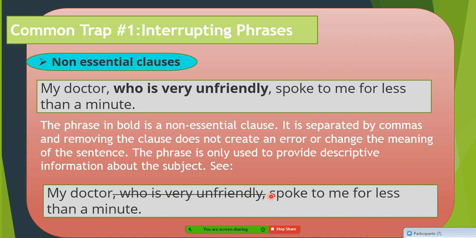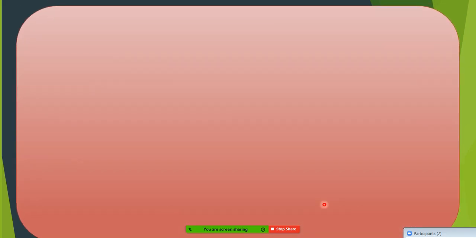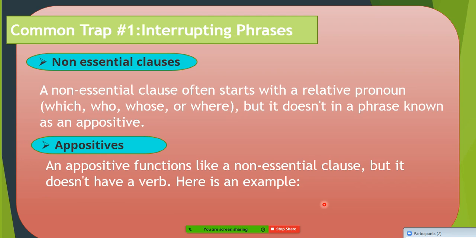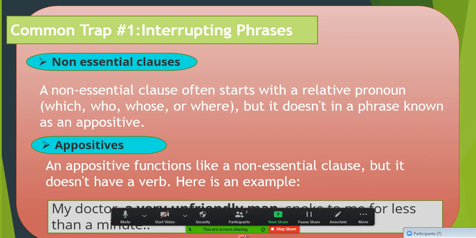Yes, I'm just reminding you what the non-essential clause is, like a relative clause. It starts with the relative pronoun which, who, whose, or where, and sometimes we have another thing called an appositive. I'm going to remind you later. So the non-essential phrase, if I just eliminate it from the sentence, like in this one again, what would be left for us? My doctor spoke to me for less than a minute. If I just eliminate it, I will find that the subject directly precedes the verb.